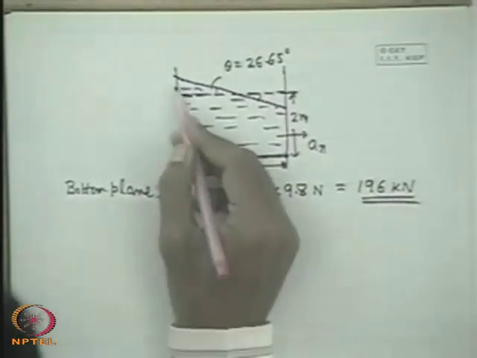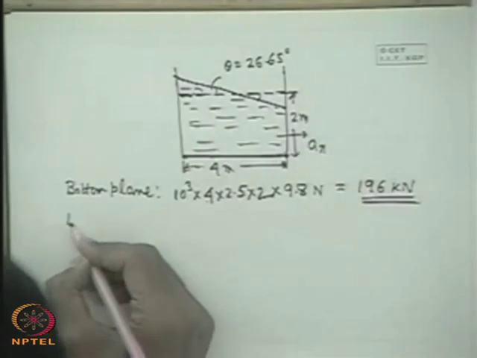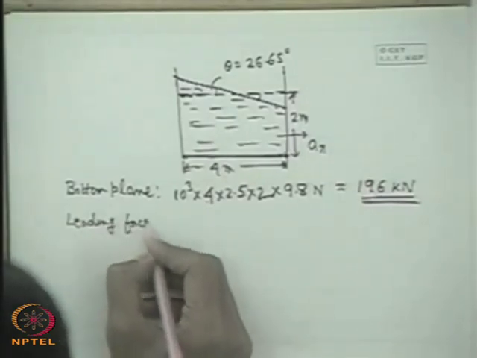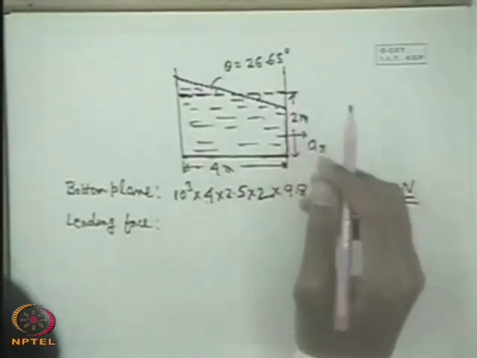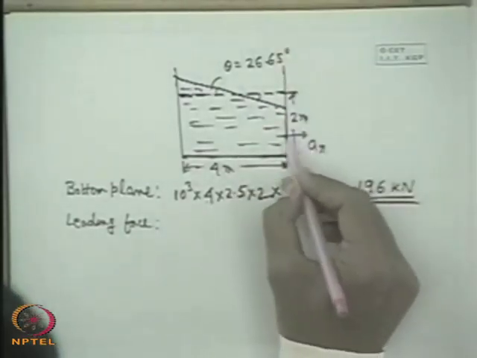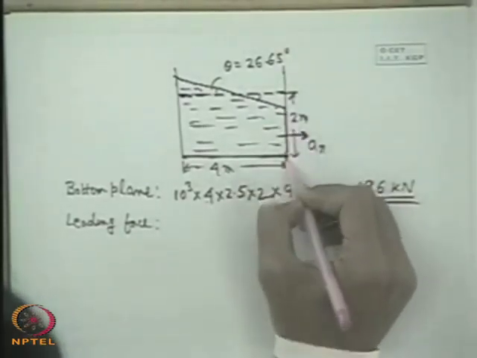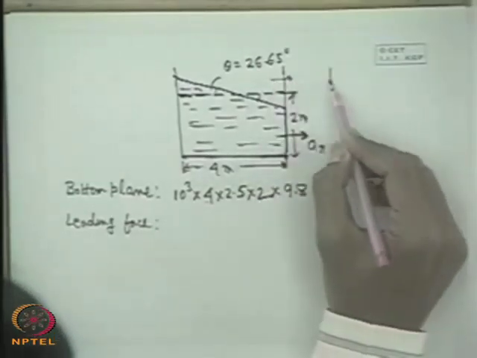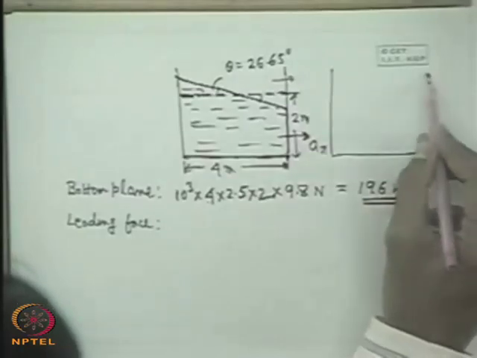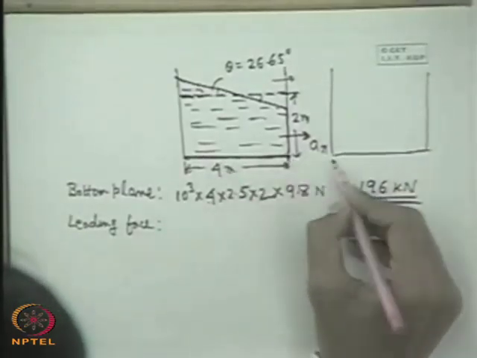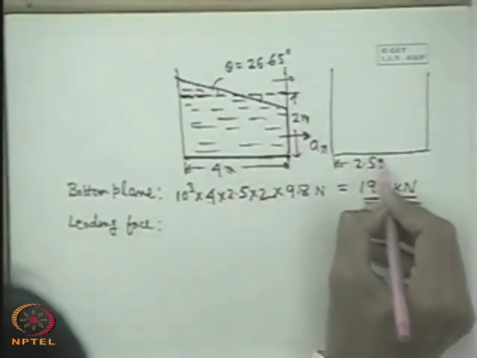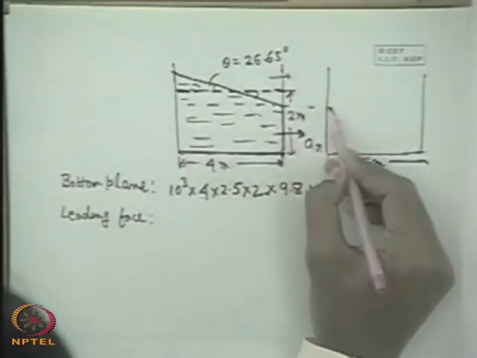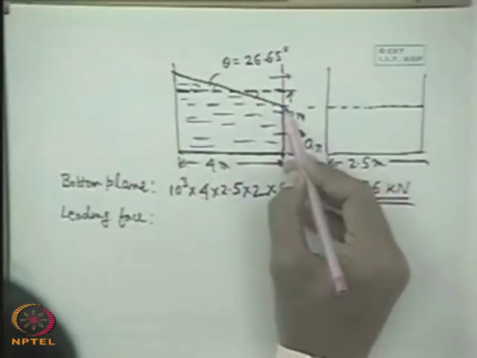Now what are the forces on these two planes? First of all, consider the leading face. What is the leading face? This face. Leading means the face toward which the acceleration is taking place. What will be the component forces? If you see this face from this direction, where this dimension is 2.5 meter, this is the face, and this is the free surface.